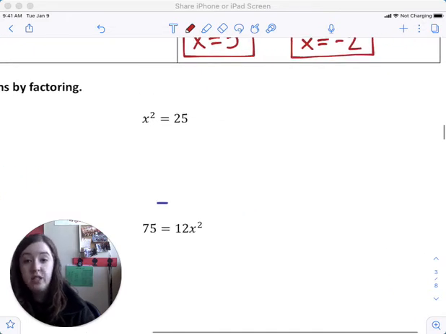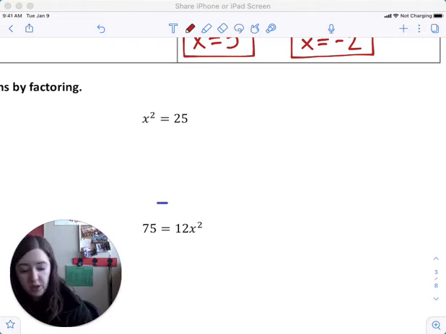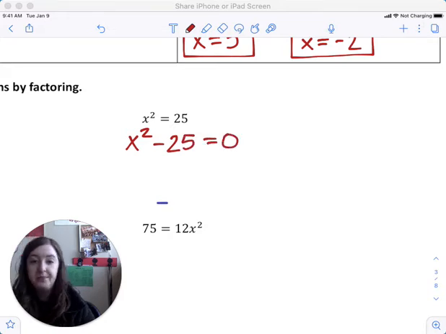Over on this next one, remember, we want our equation to be equal to 0. So that means we want to bring that 25 on over. We don't want to move the x squared over because then my x squared will be negative, and we always want our x squared to be positive. So we're going to subtract 25 from both sides. X squared minus 25 equals 0.